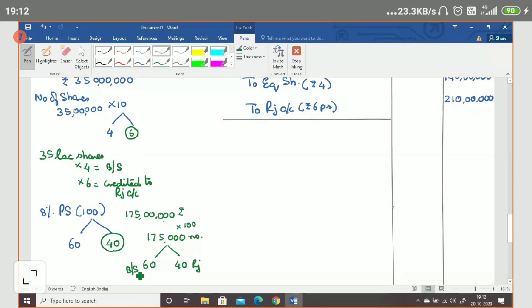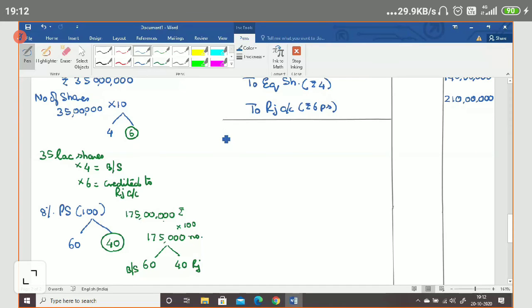Always take the number. Always go by number. Don't go by one share. Make it one share. Are you okay? 175 lakhs, it is actually 1 lakh 75,000. You understanding? 1 lakh 75,000 into 100. Are you okay, guys? Now once you get this, the journal entry is very easy.